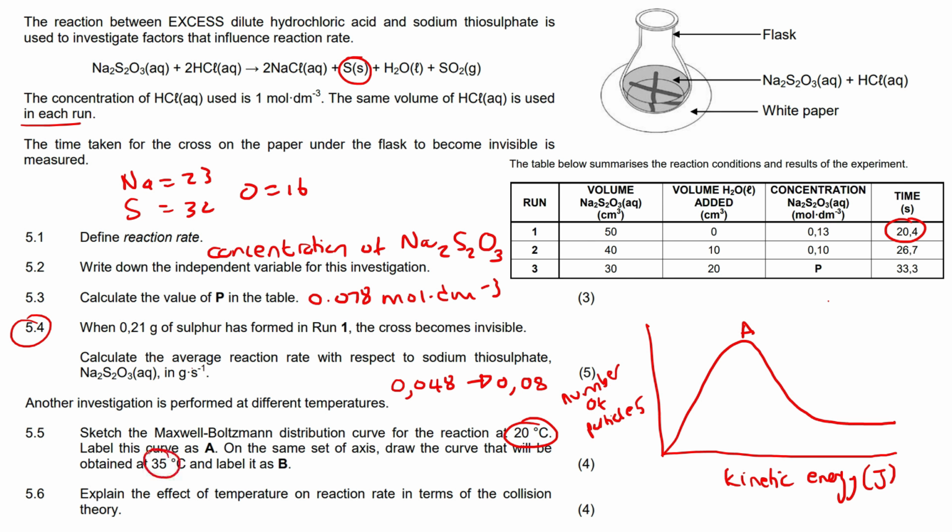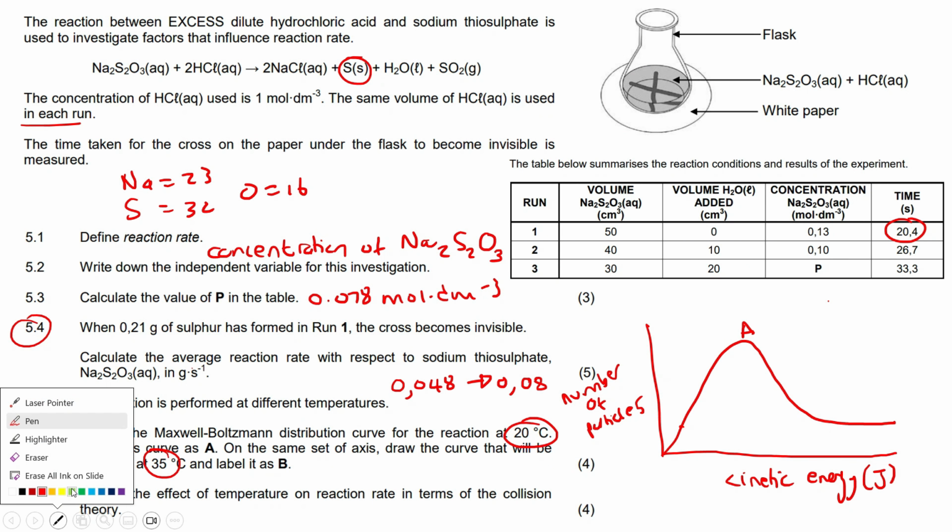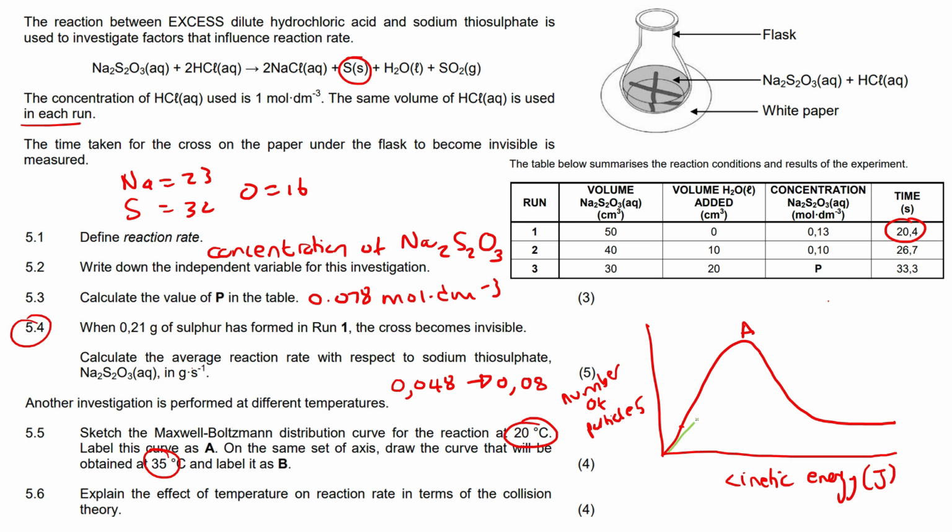Now, if you increase the temperature, what happens is that the kinetic energy of all the particles increases. So all of these points are going to shift to the right. Okay, so your graph is going to be shifted right. But for some reason, it also drops a little bit. So you're going to get something like that. So it's shifted more right. You can see the peak was over here. Now it's over here. But it also drops a little bit. And that I'm going to call B. And that's for 4 marks.